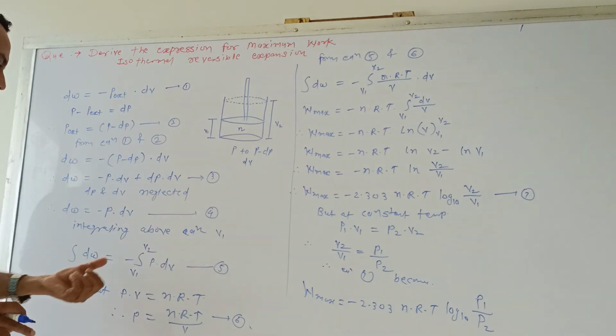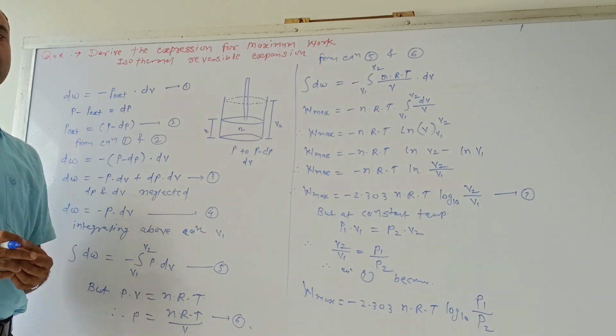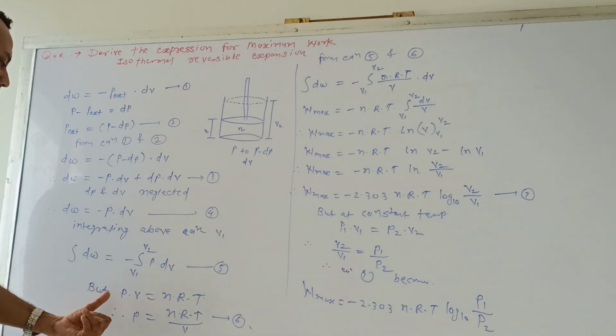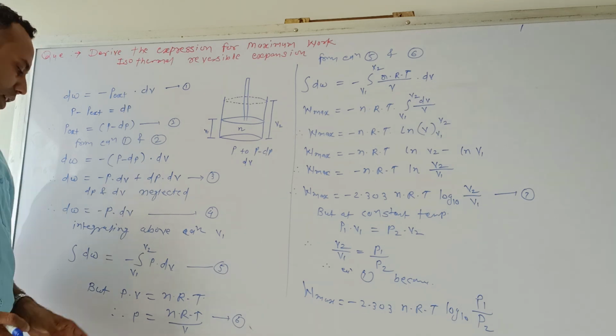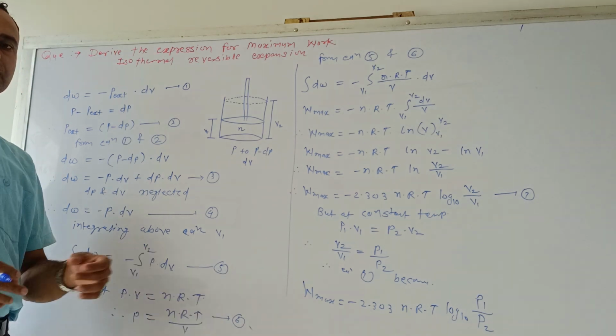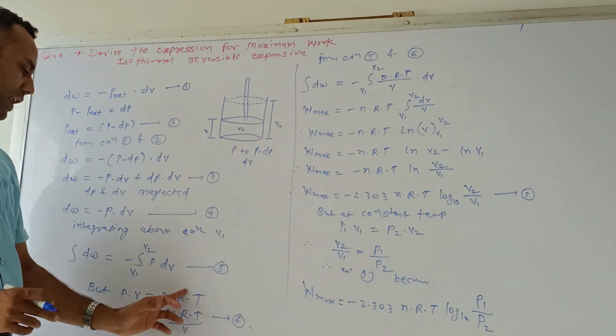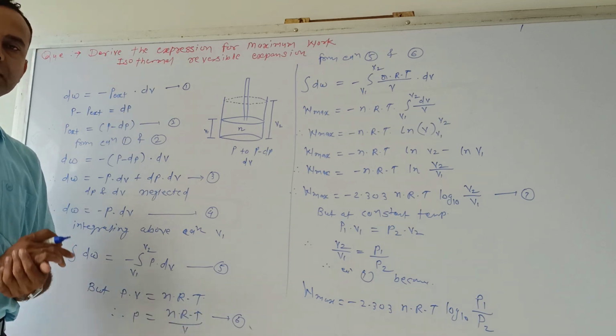After that, we are going to consider the ideal gas equation, PV is equal to nRT. We want the value of P. That's why, interchanging, V goes to the denominator. So P is equal to nRT upon V. This is equation number 6.